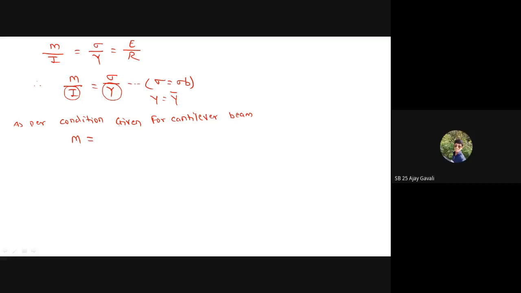Capital M is equal to W into L. Now put the value of W. Here all the parameters we have to take in Newton, and all the lengths we have to take in mm. So W is equal to 2 into 10 raised to 3. Length of the beam is 4 meter, converted to mm that is 4000. Therefore, the value of M is 8 into 10 raised to 6. Its unit you have to write as Newton mm. So this is the M we have calculated for the cantilever beam subjected to the point load at the free end.